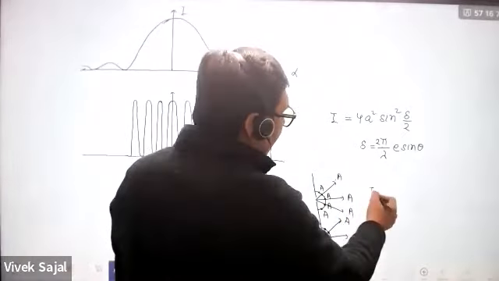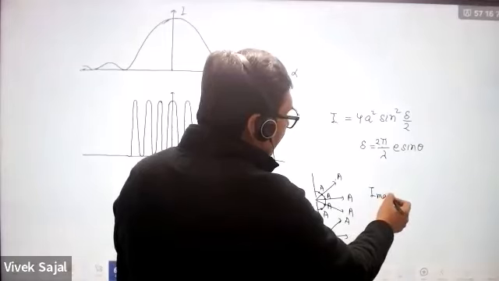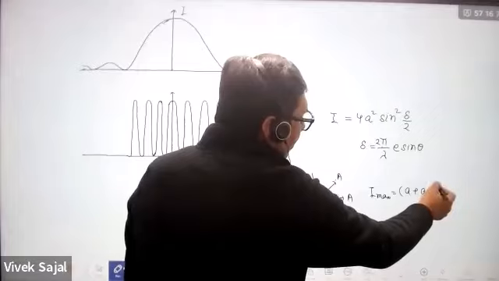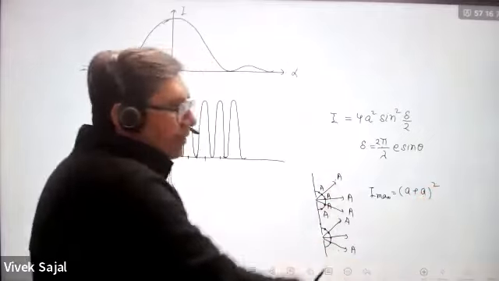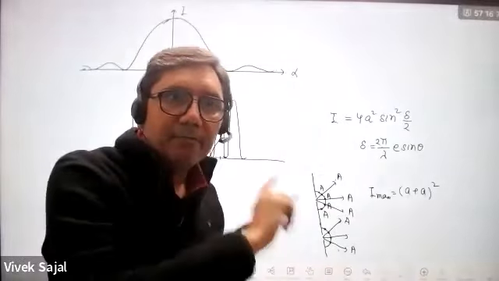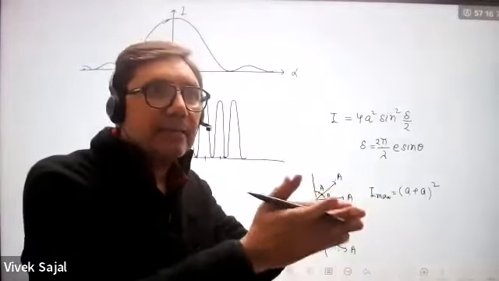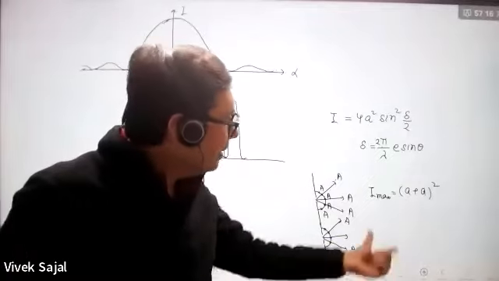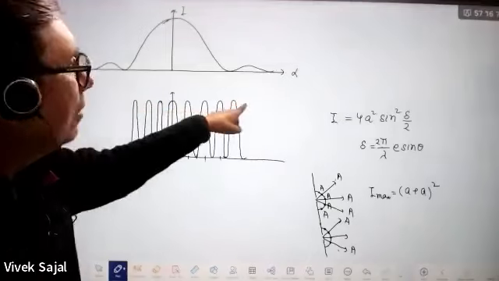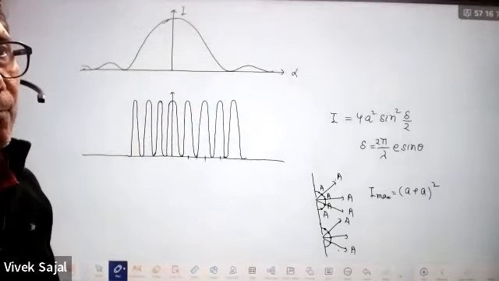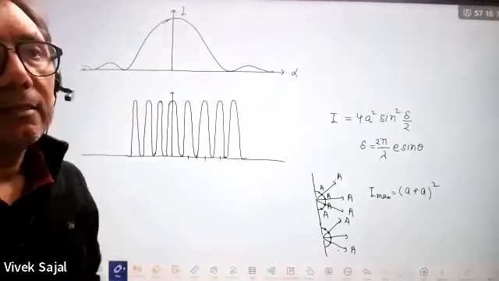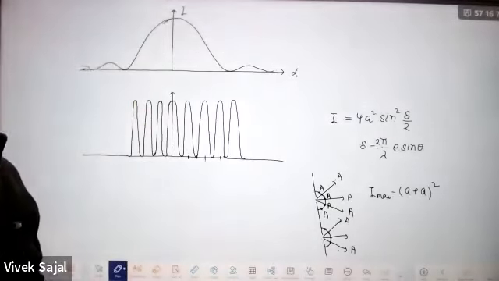What will be the I maxima? I maxima will be simply (A plus A) whole squared, because A1 and A2 for every set are equal to A, the same throughout at every angle. So in every direction, whenever the condition of maxima is satisfied, the intensity will be the same. That's why all these maxima are of the same height. This is the reason why you are getting maxima of the same height.